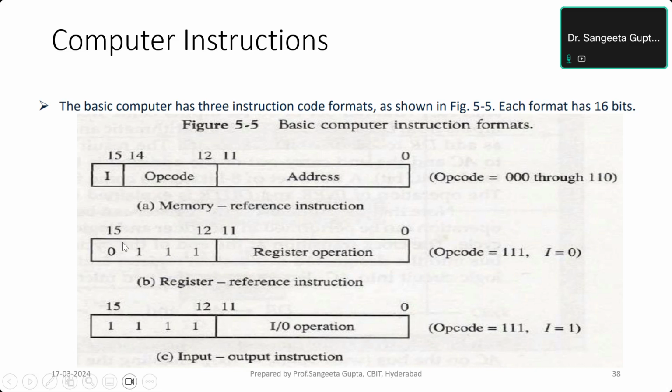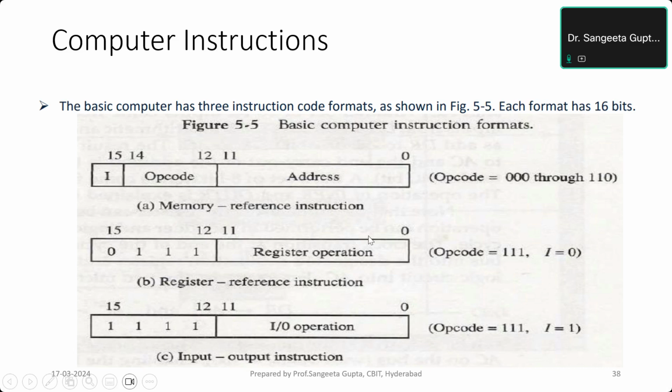We differentiate the register operations and input-output operations based on the 15th bit. If the 15th bit is 0, then the instruction is identified as a register reference one. If the 15th bit is 1, then the instruction is identified as an input-output one. These three are the basic instruction formats associated with any computer instruction.